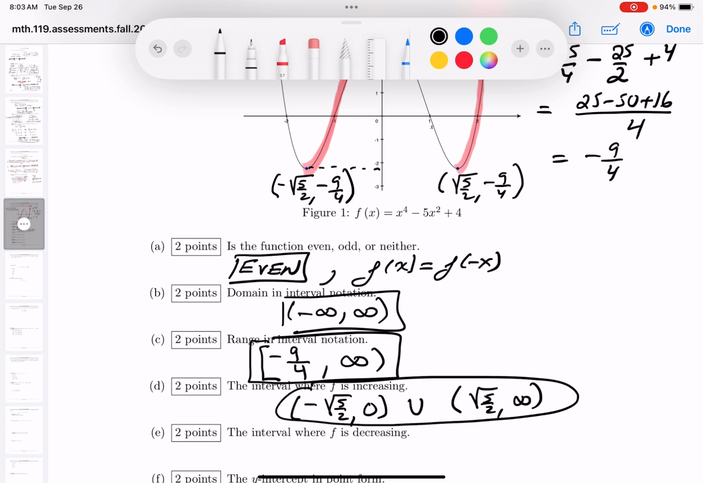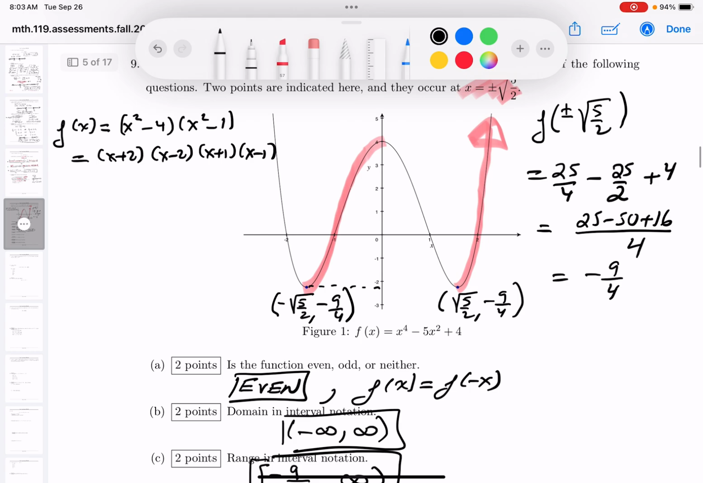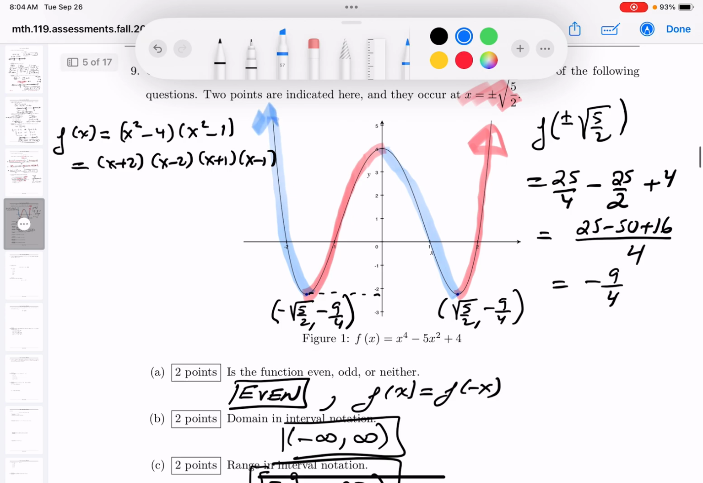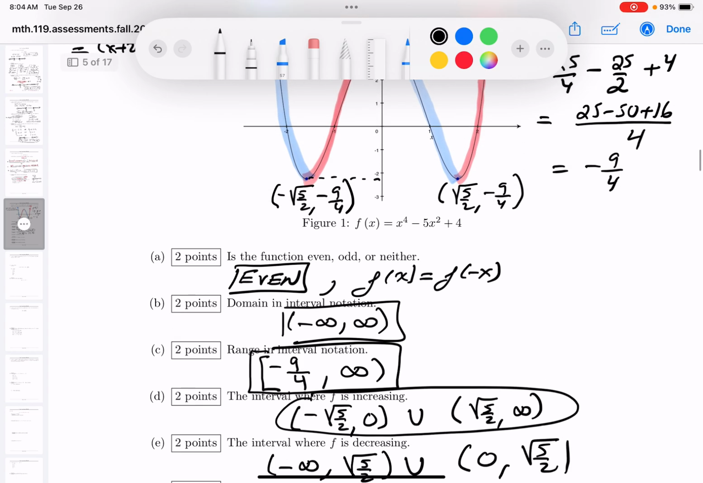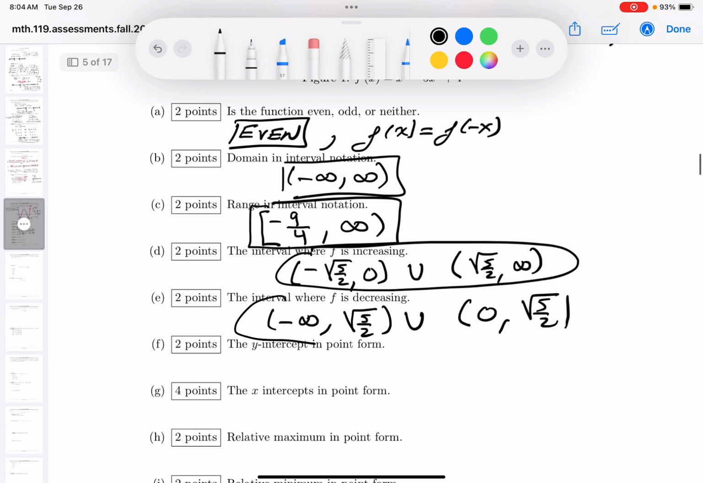All right? Next up, where's it decreasing? Well, again, I want to point out it's decreasing as you move left to right over here. This is decreasing, and it's decreasing over here. Right, I need to put that down. And again, the understanding is these graphs go on forever. So minus infinity up to the root of minus 5 over 2, union 0 up to the root 5 over 2. And again, we have that from the picture. All right, put a box around that as well.